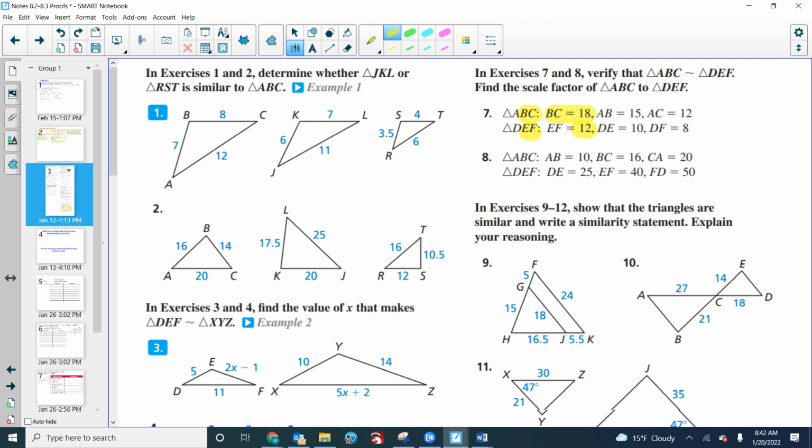2/3. Okay, so the scale factor K would be 2/3. If I said what's the ratio to go between them, it could have been 2/3 or 3/2. The scale factor is 2/3.